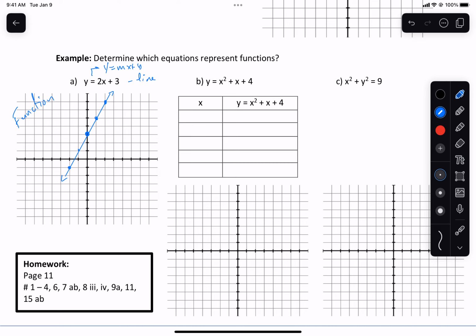Now, Dylan, what did you say? What's an example of a line that is not a function? A vertical line. So a vertical line obviously fails the vertical line test because it has an infinite number of y values for one given x. So that's not a function.